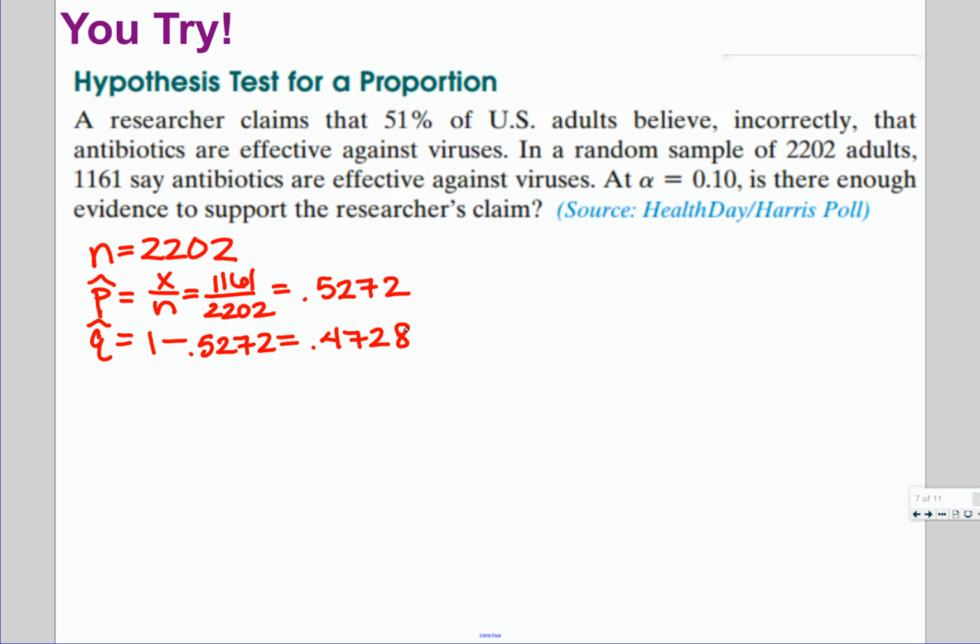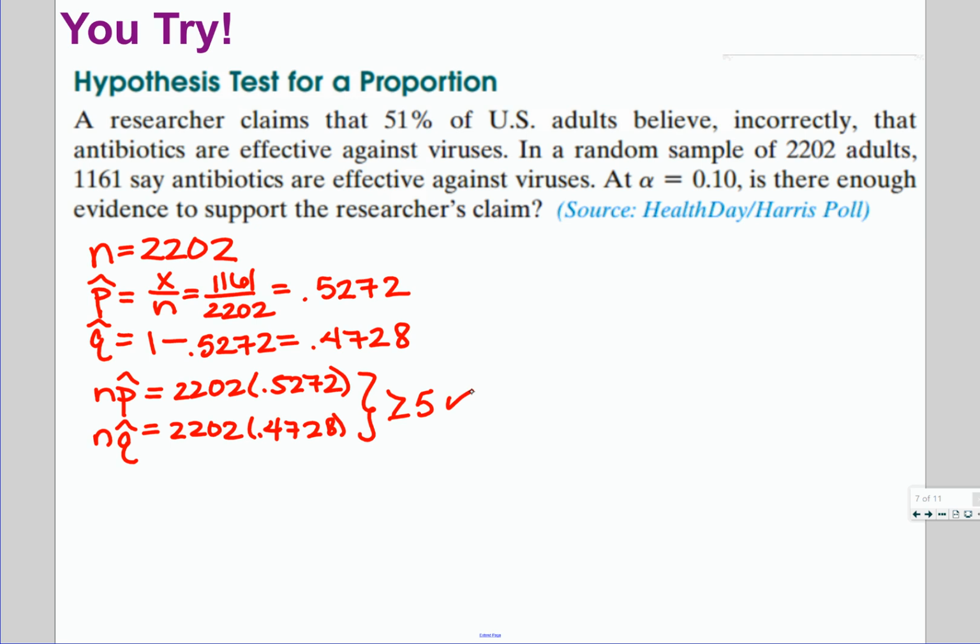Okay. We do have to check that these values are greater than or equal to 5, which, 2202 times about 53%, and 47% of that, those are definitely going to be greater than or equal to 5. I don't actually care what the number is. As long as it's bigger than 5, I'm good. All right.